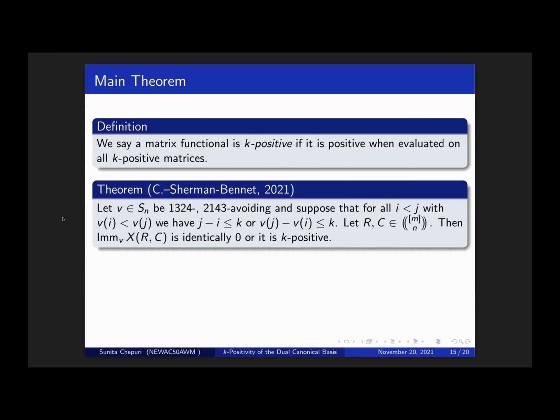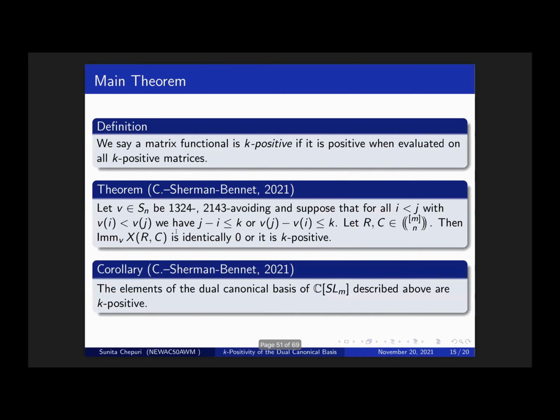meets this sort of funny condition where, if we look at it in one line notation, every time we have an increasing sequence of size 2, either the difference between the positions is less than or equal to K, or the difference between the numbers in that increasing subsequence is less than or equal to K, then this immanant is either identically 0 or it's K positive, which means that the elements of the dual canonical basis described by all of these that are not identically 0 are all K positive.